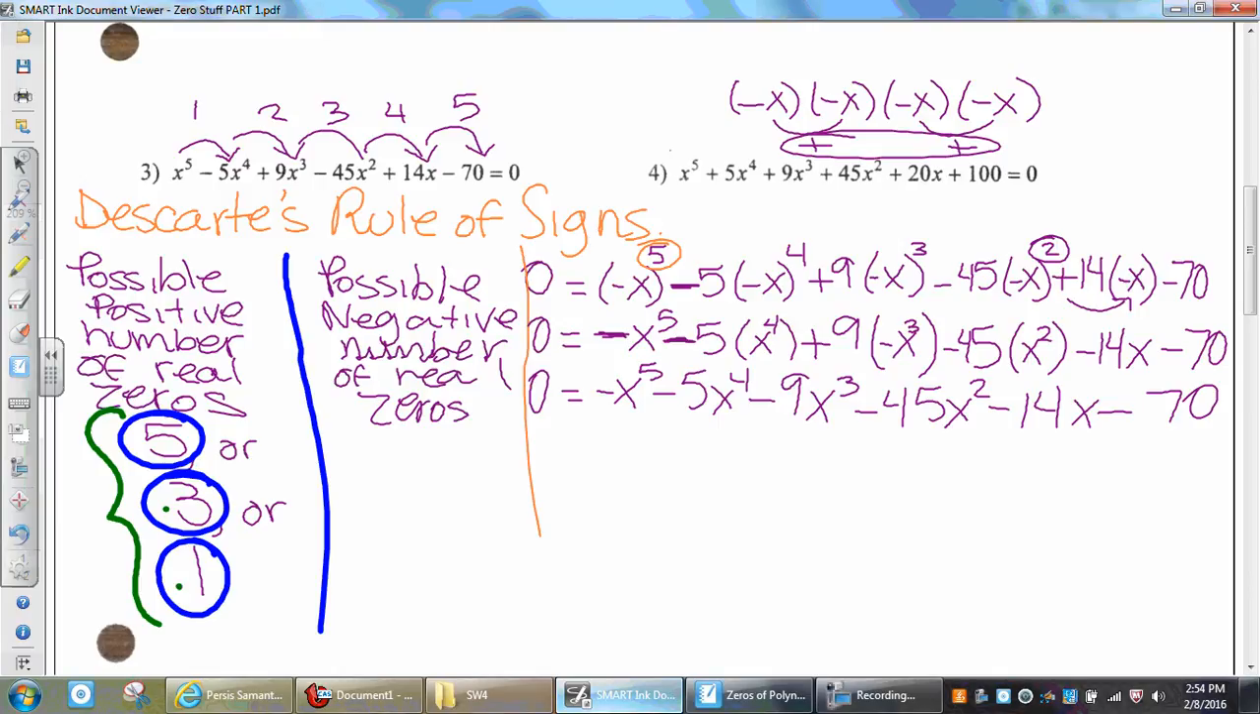Now, one way the pre-calc book tells you is this. The number of sign changes minus 2k, where k is an integer. So it will be kind of like, if k is 1, you subtract 2. If k is 2, you subtract 4. If k is 3, you subtract 6. In other words, you just keep subtracting 2. Minus 2, minus 2. You get the same result. Now let's count the sign changes.